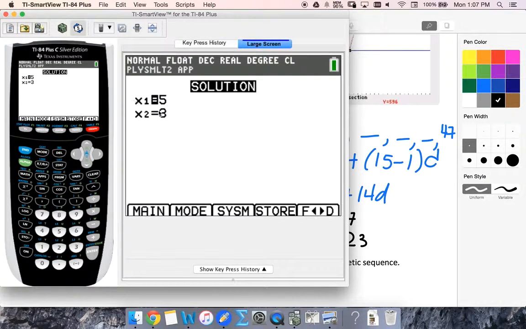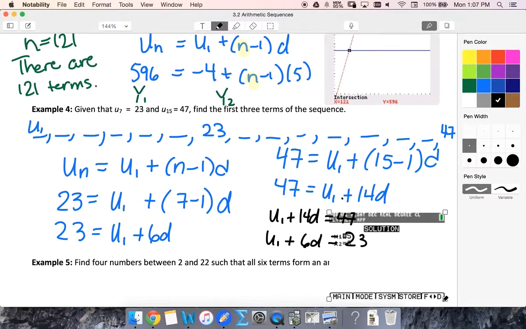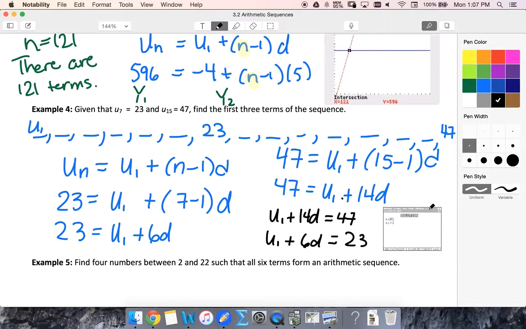X is 5, x sub 1 is 5, x sub 2 is 3, but I wasn't using x1, x2. I was using U1 and d. Well, U1 must be 5.